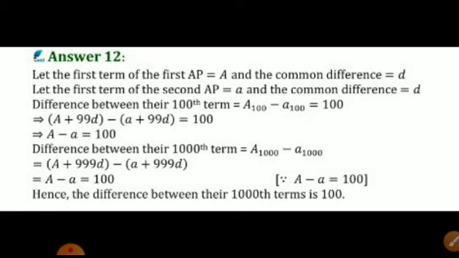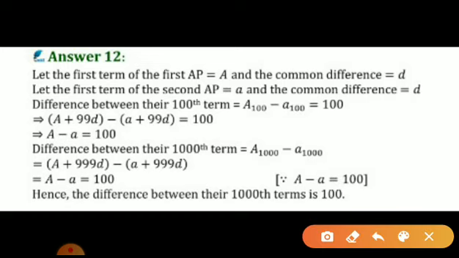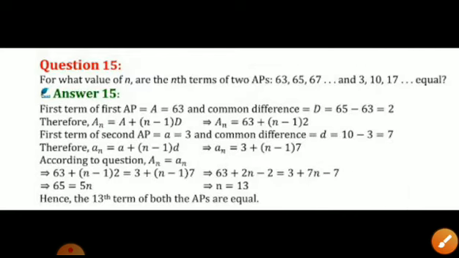Is that clear? Because the question was to find the difference between the 1000th terms of both the sequences, both the APs. So what we have got here is again A minus a, which is 100, and that is the answer. So just go through this question one more time and see whether it is clear or not. Okay.